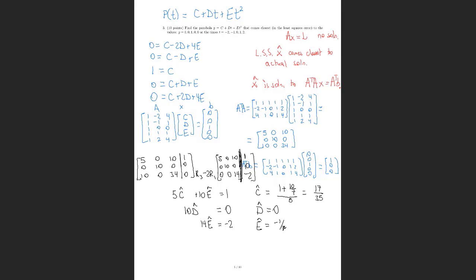So then now that we have the least squares solution, using those as the coefficients, we can now write out the equation of our best fit parabola. So I guess P of t equals, or maybe y equals. So it would be C hat plus D hat times t, and then plus E hat times t squared. Okay.